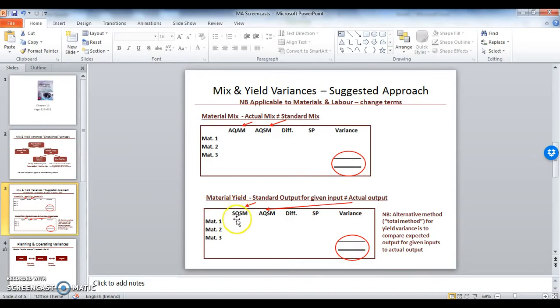For yield, you can also take a table approach. This time you're looking at standard quantity, standard mix, compared to actual quantity standard mix. So in this case, the mix stays the same, and you're comparing standard quantity to actual quantity. Again, same approach as above: you take the difference, multiply by the standard price, and you get your variance. There's also an alternative, shorter method called the total method for the yield variance, where you compare expected output for a given level of inputs with the actual output. We'll show you that method as well. It can be confusing for students at times, so just be aware you can use the table as well. We will get to the exact same answer.